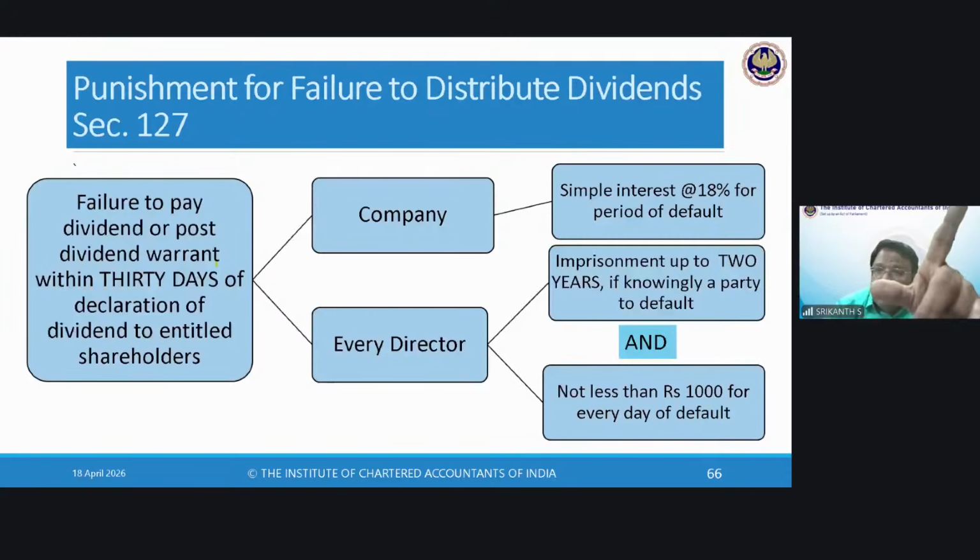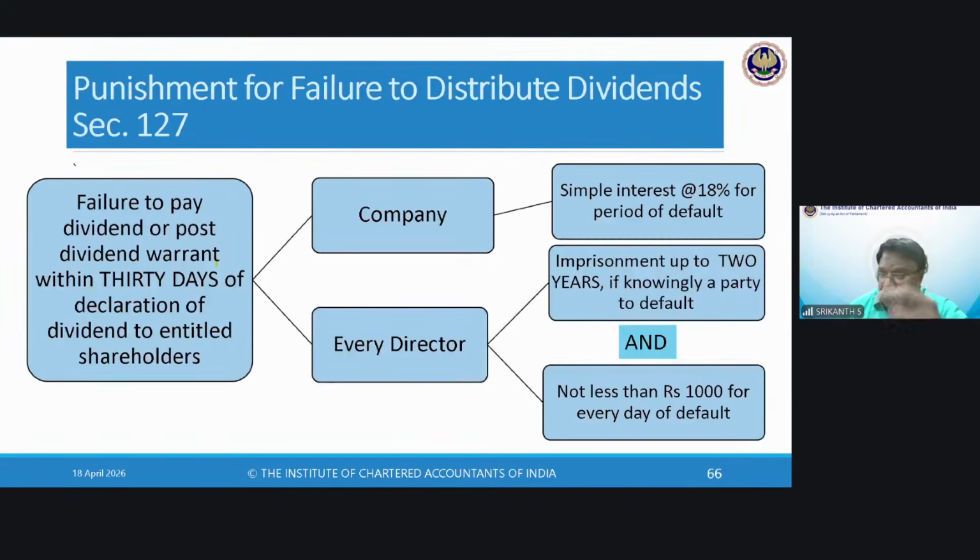Okay, in this case, 18% for the period of default, and the director, because see, the company cannot be imprisoned. Directors can be imprisoned. So every director of this company who is in default, if this company has declared dividend and not paid within 30 days, then imprisonment up to 2 years if knowingly a party to default.